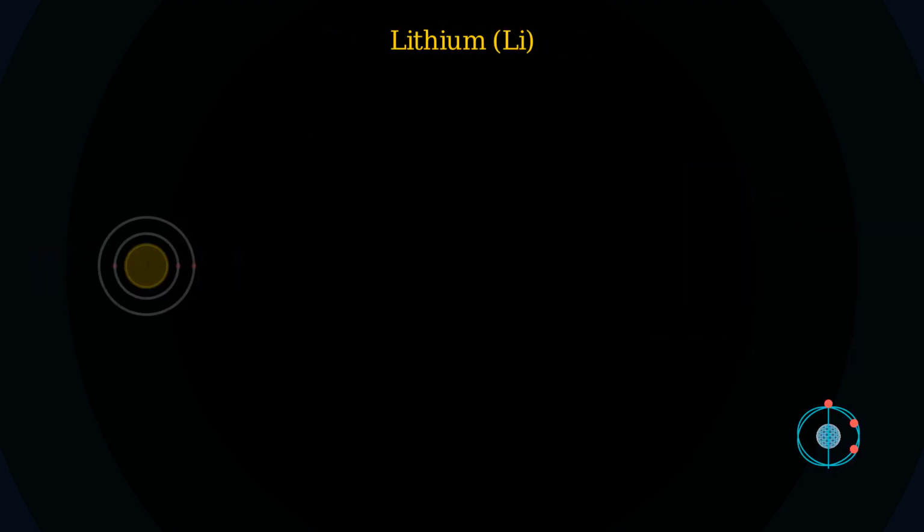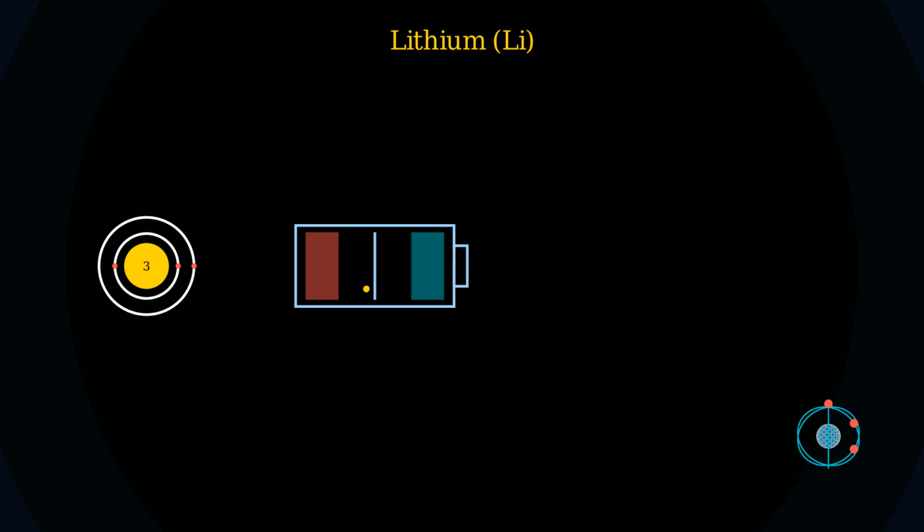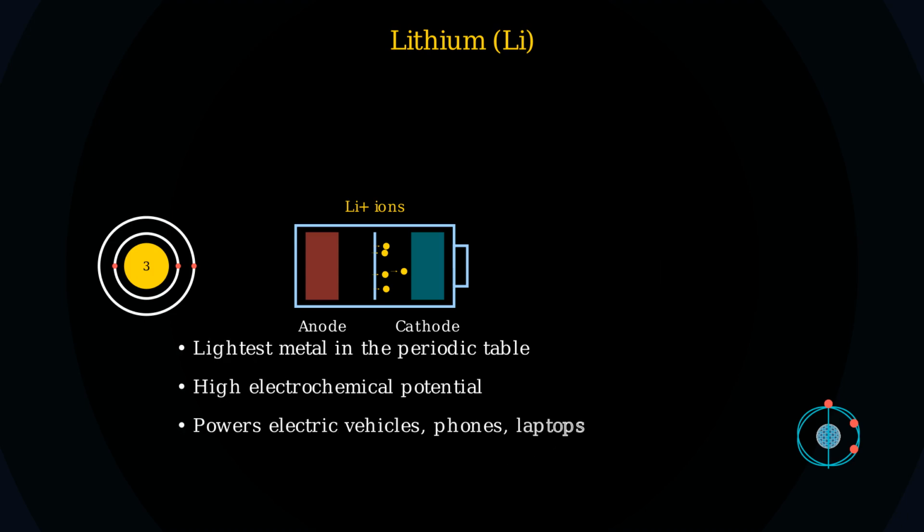Lithium, element number 3, has revolutionized portable power. Its unique properties make it ideal for rechargeable batteries. When charging, lithium ions move from the cathode to the anode, storing energy that can be released later.